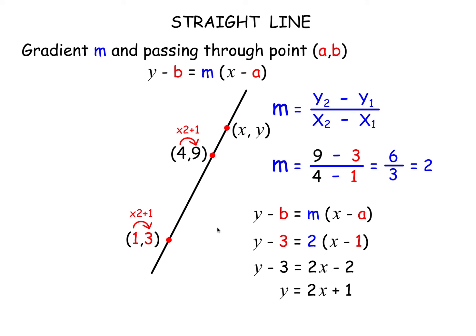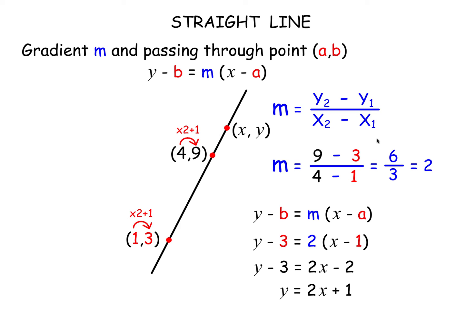Now, for a and b, I used the point (1, 3). It wouldn't have made any difference if I'd used the point (4, 9) instead. For example, there I've made a 4, b 9. Break the brackets up, tidy it up, you get the same answer. Same equation. So it doesn't matter whether you use (1, 3) or (4, 9), I will get the same answer either way. I only need one of them.